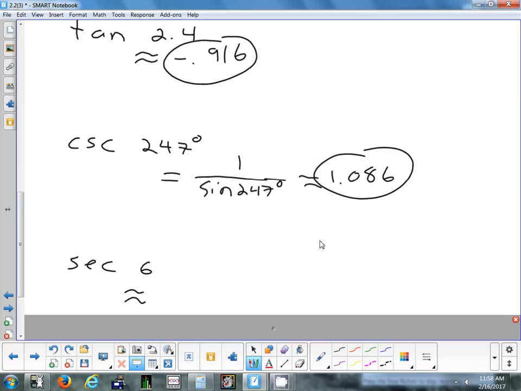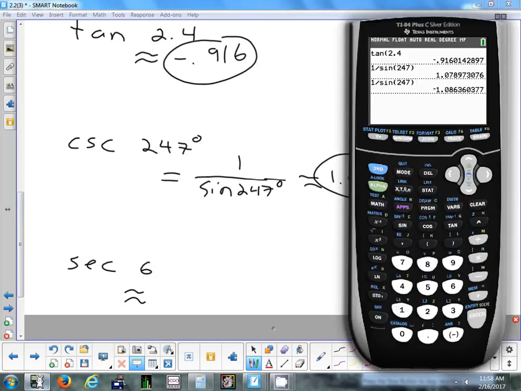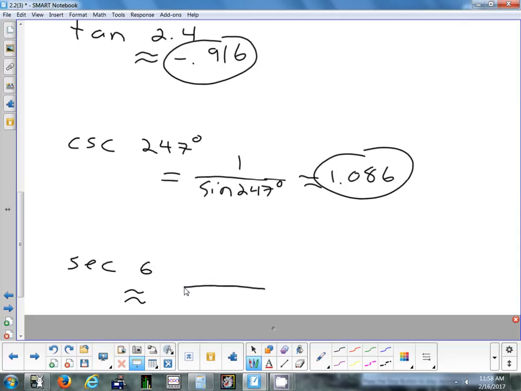How about secant of 6? Just tell me what I would have to do based on how my calculator is set up right now. Yep. First thing I would do is change to radians. And next, how would you type in secant? Yep. So how would you type it? You do the cosine of 6 on the bottom and 1 on the top. Yep. Cosine of 6 on the bottom, 1 on the top.